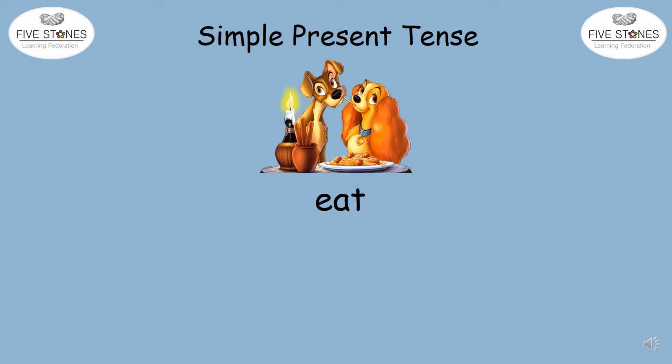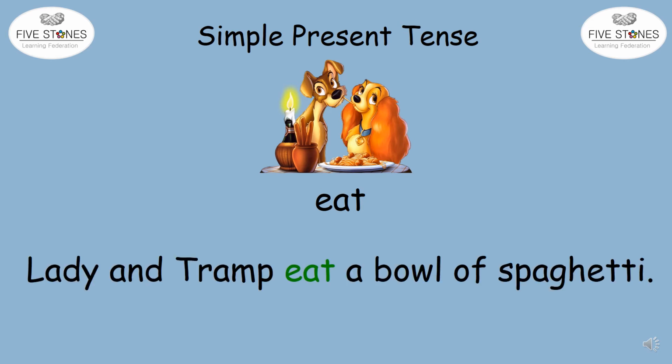Look at the picture. Who is doing what? The verb is to eat. Now, we're going to put the verb into a simple present tense sentence. However, when there are two people completing an action together, we do not need to change the verb. So, Lady and the Tramp eat a bowl of spaghetti. The verb eat is the same because more than one person is completing that action.